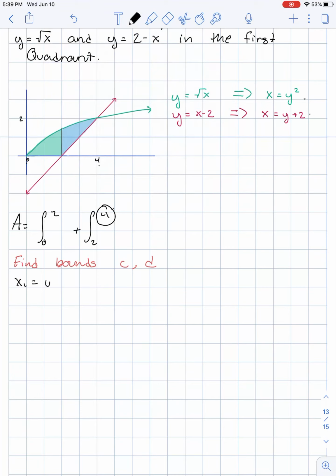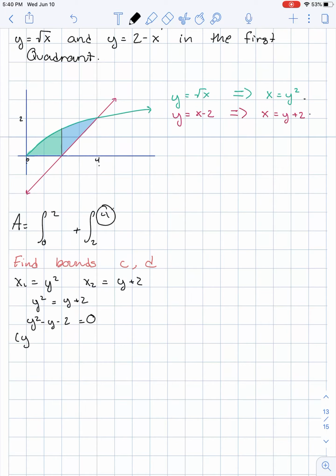So now we're going to have x1 equal to y squared, and x2 equal to y plus 2. So we're going to set these equal to each other, so I get y squared equal to y plus 2, which is the same as y squared minus y minus 2 equal to 0.